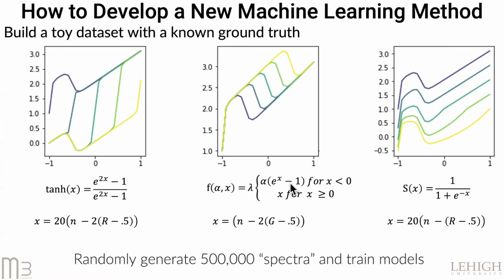One useful approach to try to build and understand the efficacy of a machine learning method is to build a toy data set with a known ground truth. So here we designed a bunch of different nonlinear functions, and we built spectra, just like what we had, out of linear combinations of these nonlinear functions. So we started off by generating 500,000 random spectra based on these nonlinear functions and trained each model.